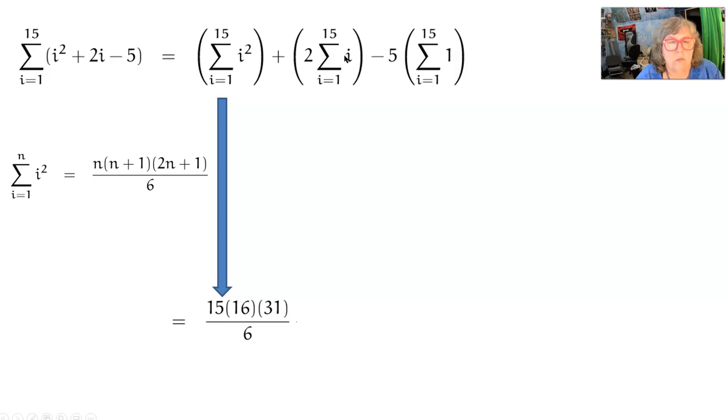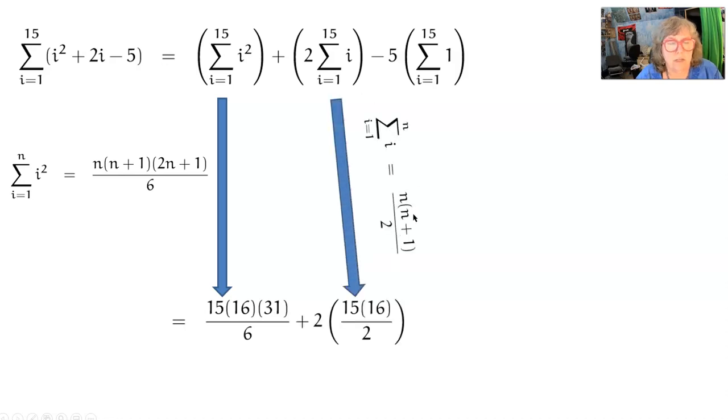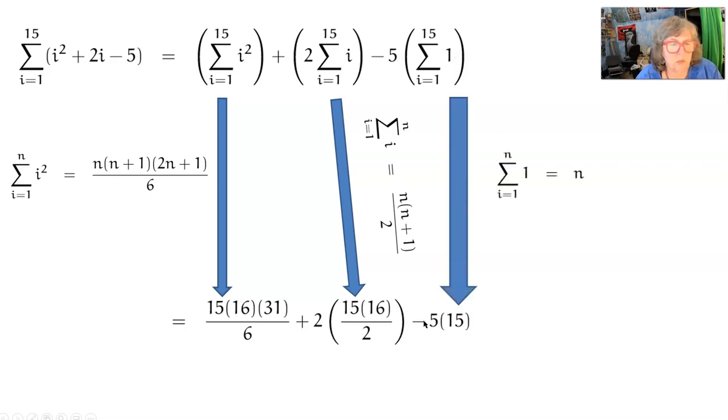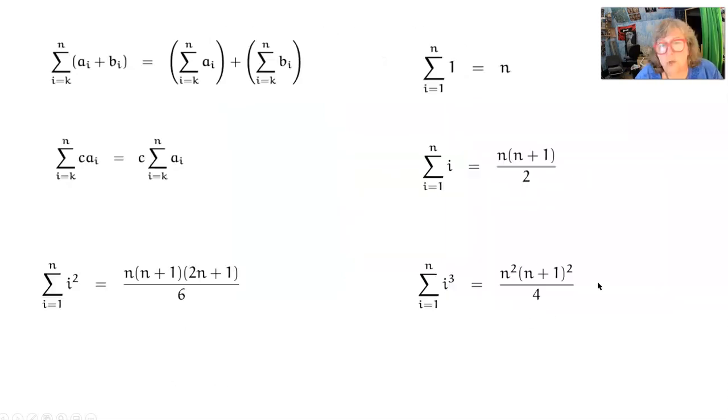Here I have my formula of n times n plus 1 over 2. So I have 15 times 16 over 2, and I had a 2 on the outside, which goes here. Last one, if I add 1 from i equals 1 to 15, that's just going to be 15 again. So I have minus 5 times 15. And again, you crank it out and you get 1405. So remember, we've got these 6 formulas. Put them somewhere so you can refer to them and use them as you're doing your homework.